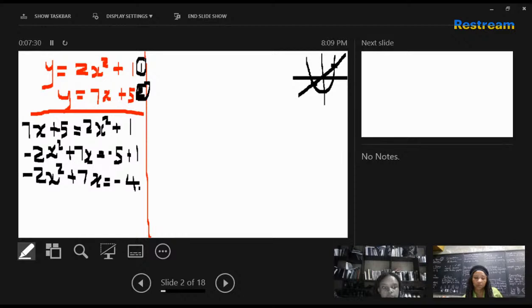So miss, now we're going to put everything on one side and make it equal to 0. So negative 2x squared plus 7x plus 4 equals 0.